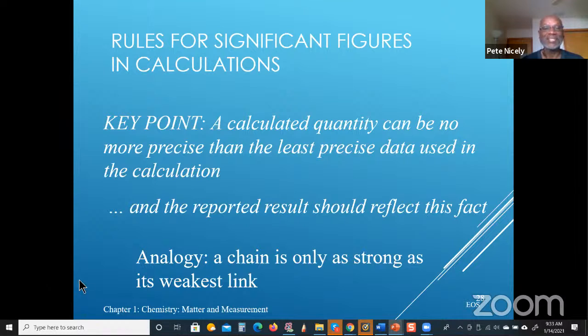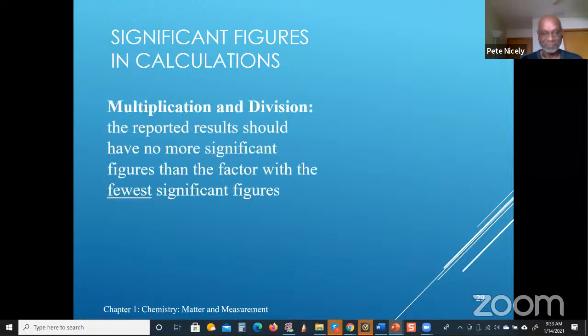An analogy that can be used to further explain and understand this is that a chain is only as strong as its weakest link. So basically the weakest link would be the one with the lowest number of significant figures or the lowest number of decimal places, based on the mathematical operations, as we're going to see shortly. There are two separate rules: one which applies to multiplication and division, and another which applies to addition and subtraction.